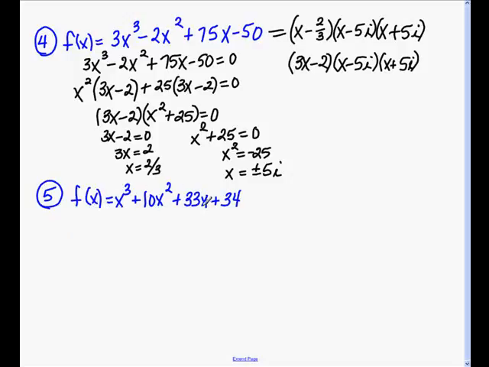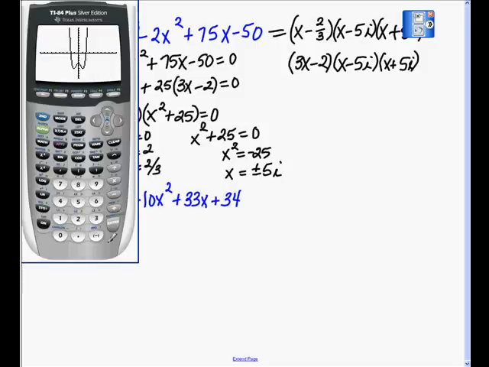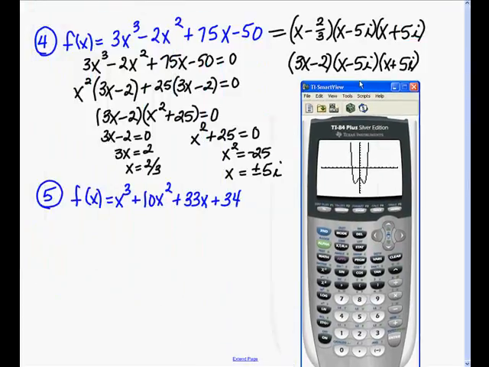Okay. Now, I wanted to show you this last one, number 5. f of x is equal to x cubed plus 10x squared plus 33x plus 34, because this is an example of one that is not factorable. Right? I can't factor this by grouping. I can't use the quadratic formula and such, so I'm going to have to use the calculator to find out if there is a real zero that will help us out.